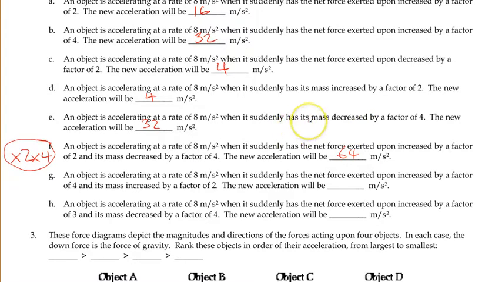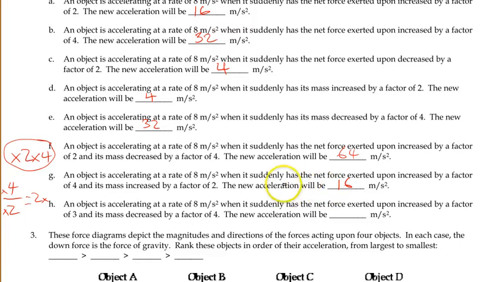In G, it's accelerating at 8. Suddenly the net force is increased by a factor of 4. So the force is going to make us go up by 4. And the mass is increased by a factor of 2. Now, increasing the mass is going to decrease our overall acceleration value. So we're going to go up by 4, but down by 2. That's an overall impact of 2 times more. 8 times 2 would be 16.